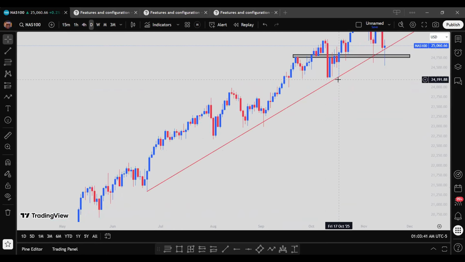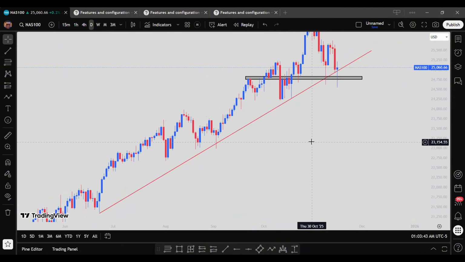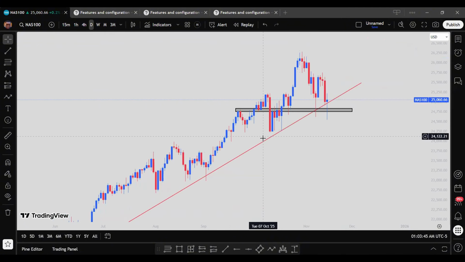So we have this upward trend here. We have this ascending trend line, and we have this level here. We have a high and a low here, and this key level, the daily level. Based on how price got rejected here, and how price respected here, and as price was going back to the downside, it still respected this zone.